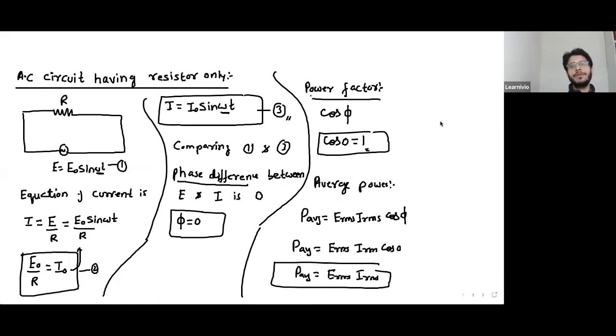So if you connect a resistor through an AC supply, then the peak value of current is E naught by R. If you compare the equation of current and the equation of EMF, the phase difference is 0. They are in the same phase. The power factor is basically cos phi, where phi is 0, so it's 1. Average power dissipated is E RMS, I RMS into cos phi. Substituting the value of phi, it comes out to be E RMS, I RMS.